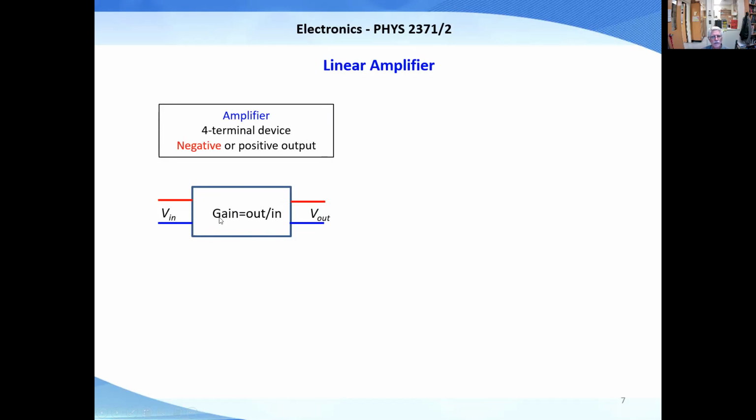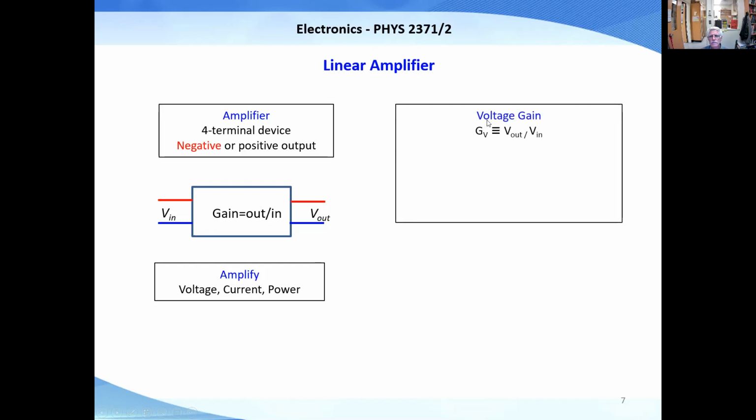And as before, we're going to define gain as just what goes out relative to what goes in. You can amplify voltage, current, or power. So voltage gain, we'll just call it G sub V, is just the voltage out divided by voltage in if it's a voltage amplifier. You can have gains that are much greater than 1. You can have a gain of 1,000,000. You can have a gain of 1, which we call unity gain.